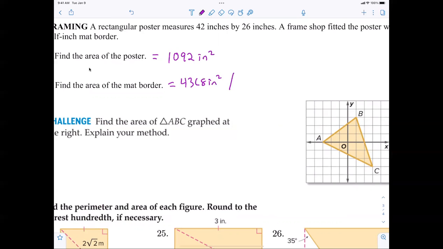1,638 square inches. 1,658. That's 38 square inches. Somebody else? Bless you. Come on, come on, come on.